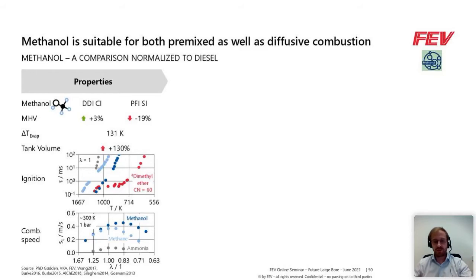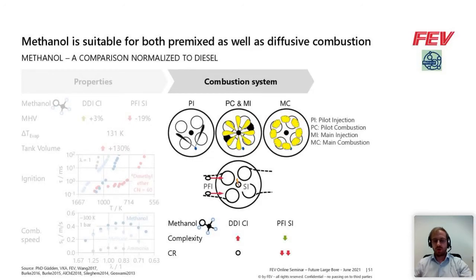And looking at the combustion speed, finally, we have a slightly faster combustion speed for methanol when compared to methane, which helps us for the premix concepts, but also might improve our burnout, for example, for the diffusive concept. So moving on to the combustion system, I think the port fuel injected spark ignited combustion is very common to all of you. So therefore, we are focusing here at the beginning shortly on the functional principle of the dual direct injection compression ignition concept, so the pilot assisted diesel combustion system.